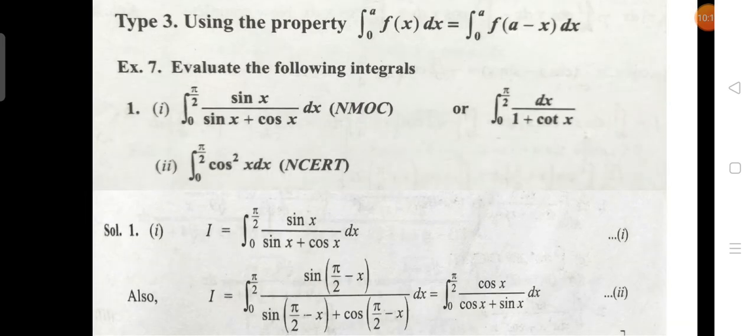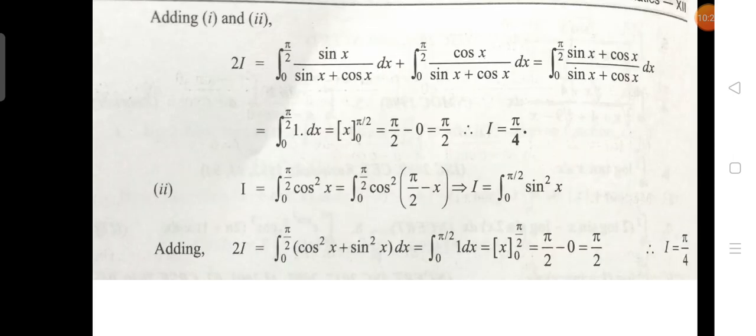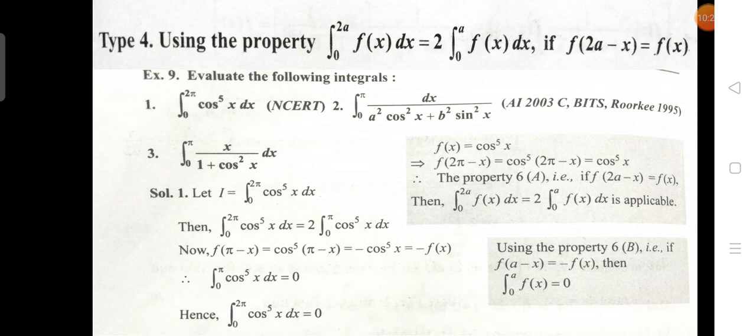Next is using the property that the integral from 0 to a of f of x dx is equal to the integral from 0 to a of f of a minus x dx. Using that property you can solve these types of questions. And next, the integral from 0 to 2a of f of x dx equals 2 times the integral from 0 to a of f of x dx if f of 2a minus x equals f of x. If the two functions are equal, then you can solve these problems using this property. This is type 4.